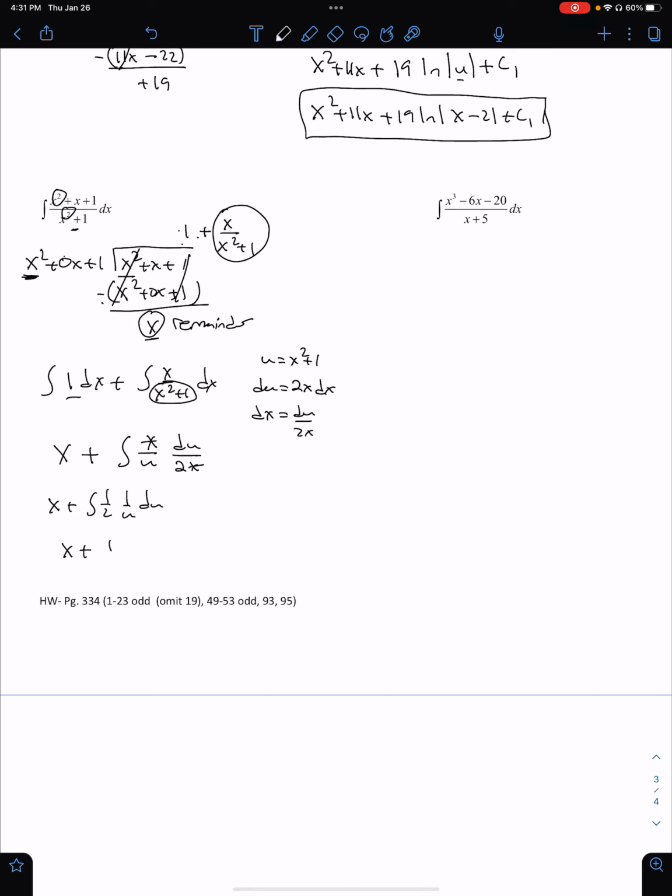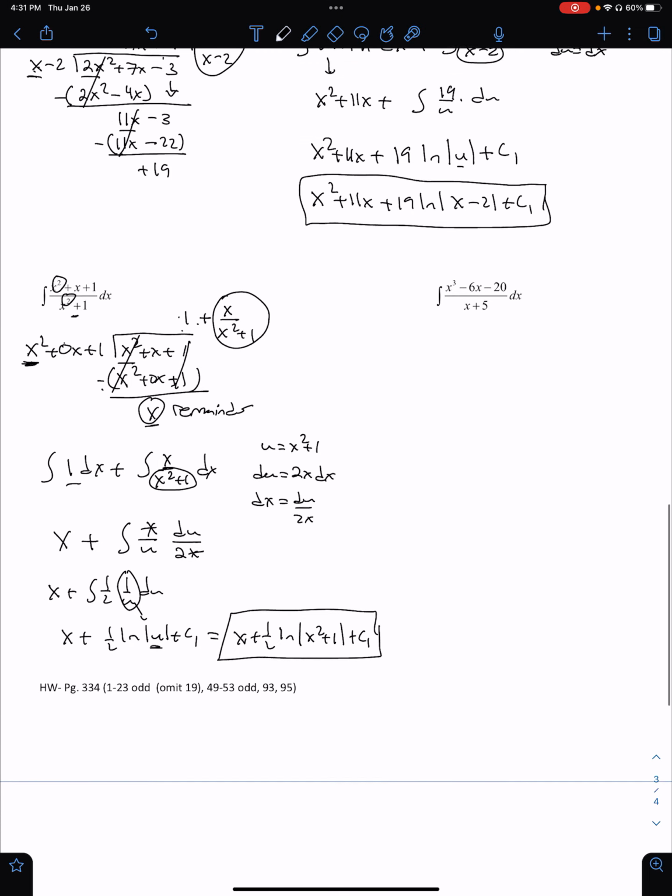Or x plus 1/2 the natural log. Remember, this becomes natural log, that's a new rule today, of u plus c1. Replace your u, we get x plus 1/2 natural log of x squared plus 1 plus c1. And there is our answer.